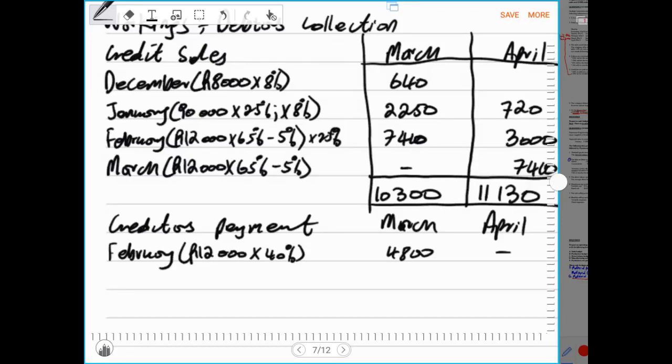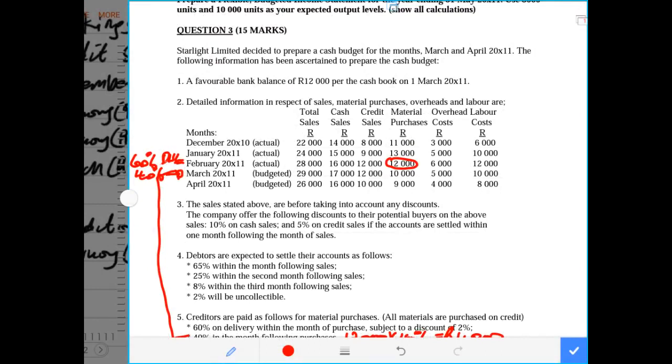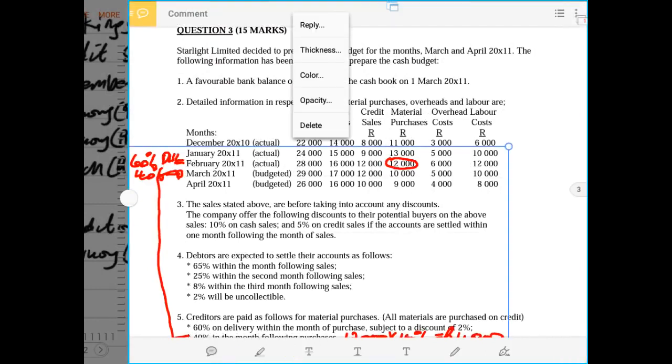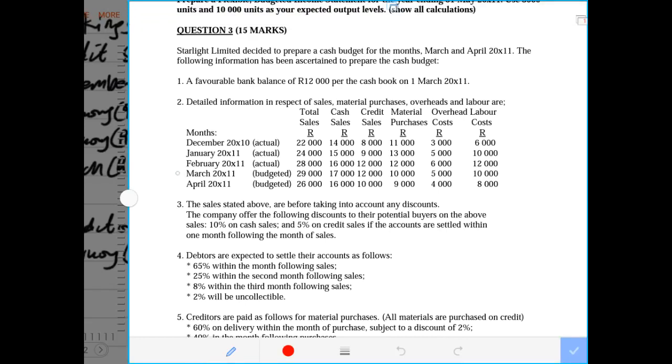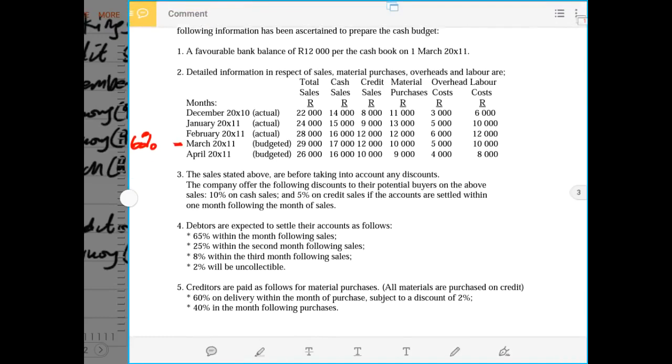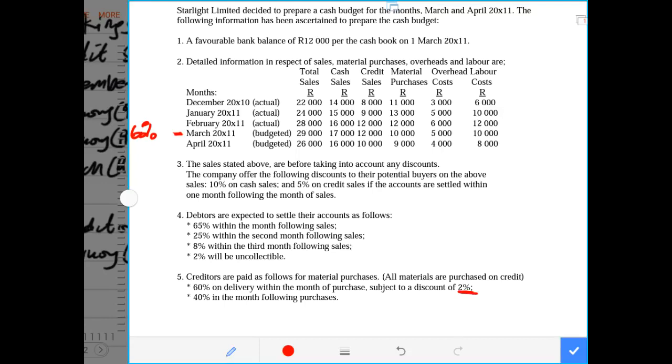will be for the month of March. The next month will be the credit purchases for the month of March. And we say in the month of March, 60% will be paid within the month, and there will be a discount of 2%. There is a discount of 2% when 60% is paid within the month of purchase. So now we say the purchases of March material purchases were 10,000.